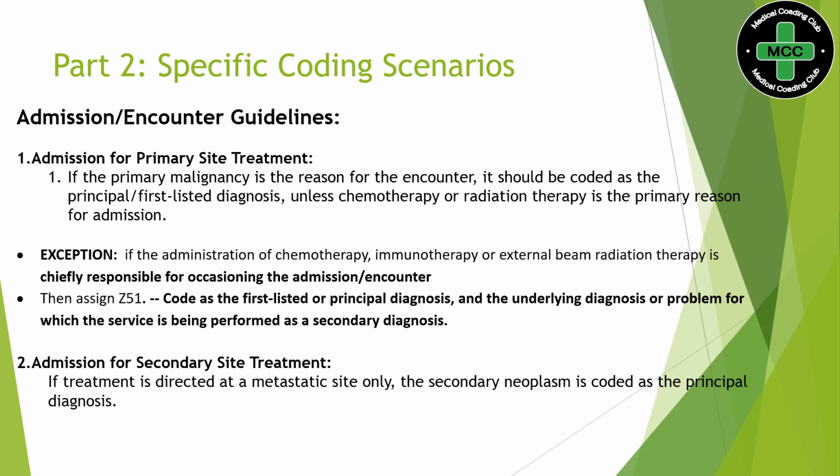Next coding guideline, the specific coding scenarios: admission encounter guidelines. Admission for primary site treatment. Whenever a patient is admitted for primary site cancer care, we assign the primary cancer as the primary diagnosis, the first listed diagnosis, unless chemotherapy or radiation therapy is the primary reason for admission. The exception is if the patient is admitted for chemotherapy or radiation therapy; then we code chemotherapy or radiation therapy first listed, keeping them primary, and the cancer secondary. If the patient is not coming for chemotherapy or radiation therapy and is purely coming for primary malignancy treatment, then our first ICD code should be the cancer as the primary diagnosis.